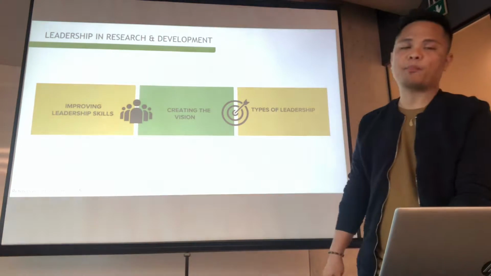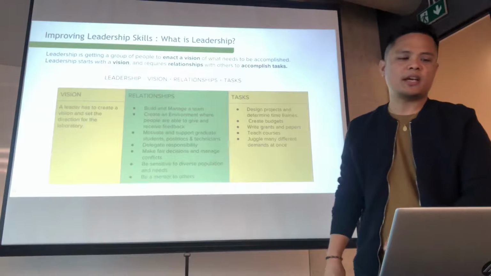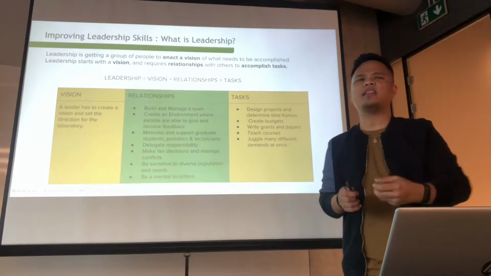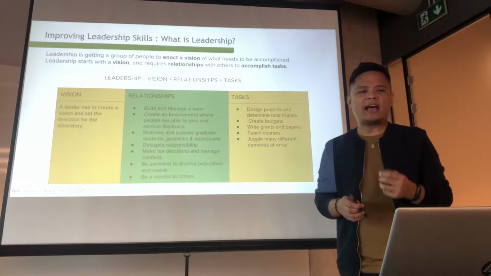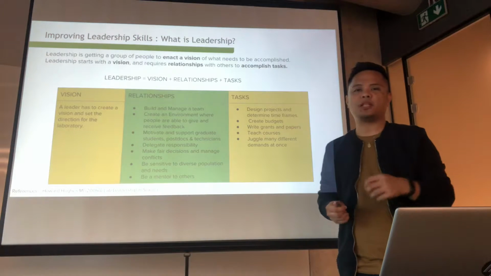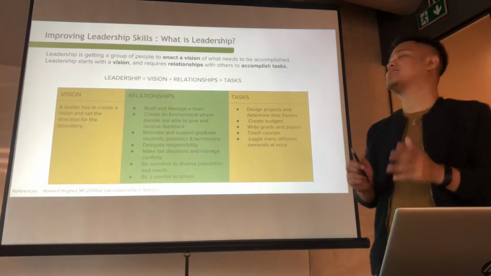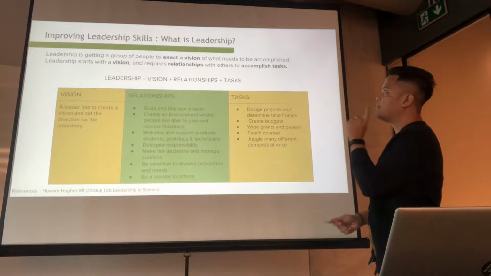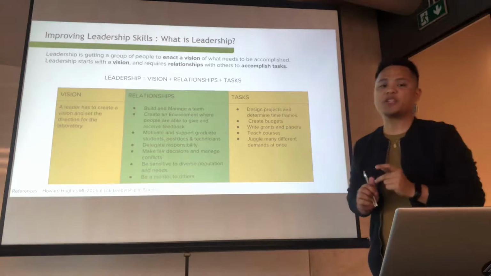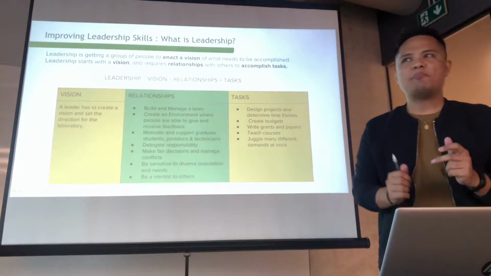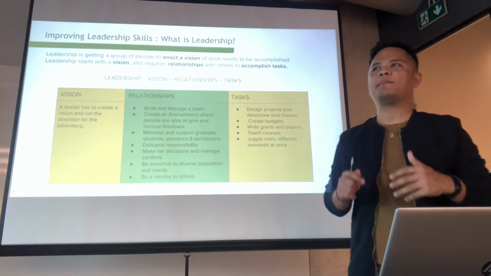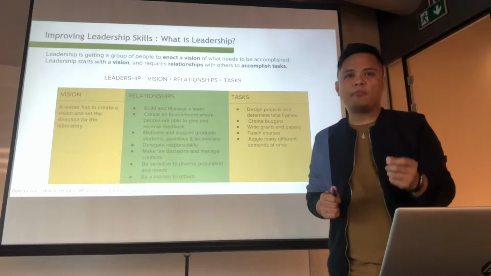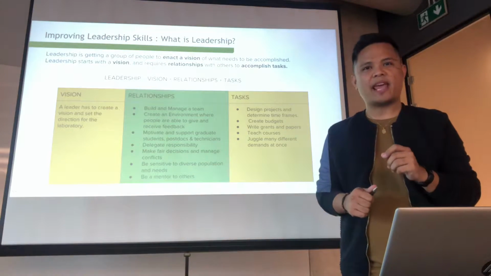So let's proceed with improving leadership skills. First, what is leadership? Basically, it's about getting a group of people to enact a vision of what needs to be accomplished. If you notice in this slide, I highlighted three main factors: number one is vision, number two is relationship, and the third is accomplished tasks. Somehow there's a formula to it: leadership is equivalent to vision plus relationships and tasks.